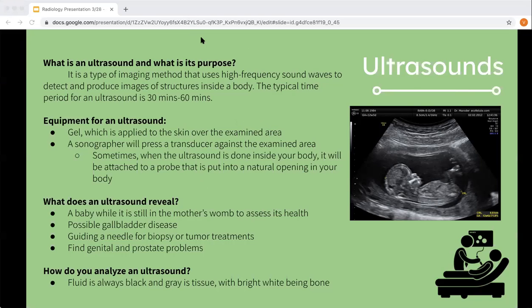The sound waves from within your body are sent to a computer, which is where the images are created. Other times, an ultrasound will be done within the body, in which a transducer will be attached to a probe that will be put into a natural opening in your body.